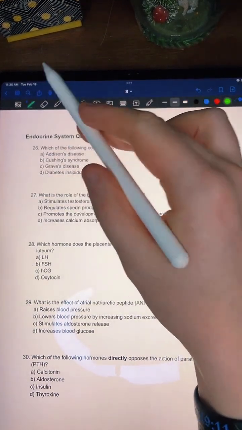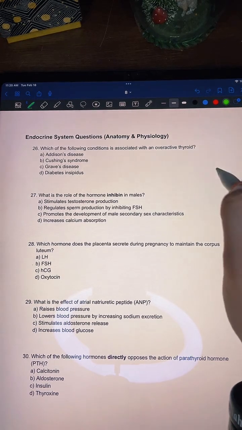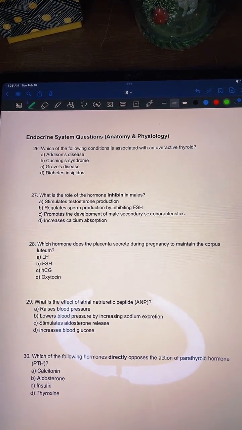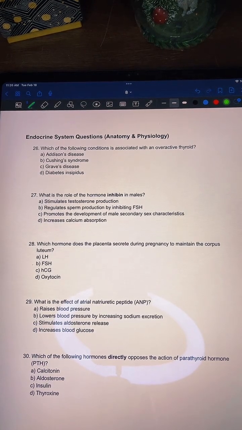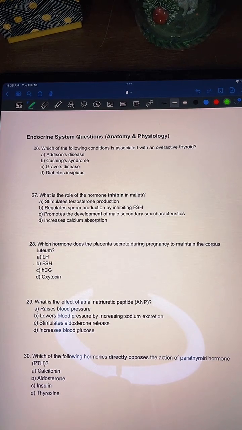Moving on to number 26. Which of the following conditions is associated with an overactive thyroid? Number 26.